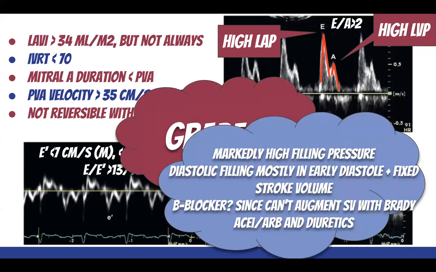And so these patients have markedly high filling pressures. They get most of the diastolic filling in early diastole. They have fixed stroke volume, so these patients may not tolerate beta blockers too well, because they cannot augment their stroke volume in bradycardia. So they should be on diuretics, obviously, to decrease the pressures, and on ACE inhibitors and ARBs. So beta blockers may be questionable for these patients.